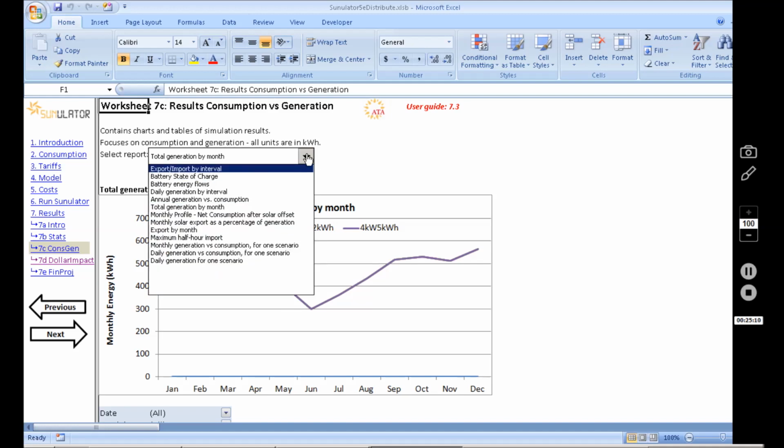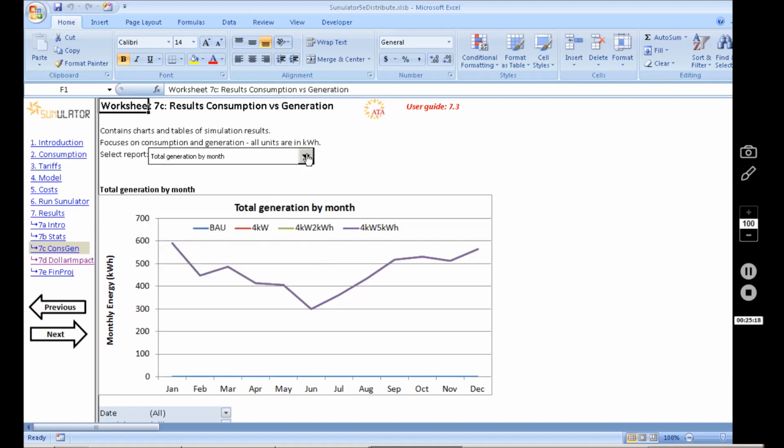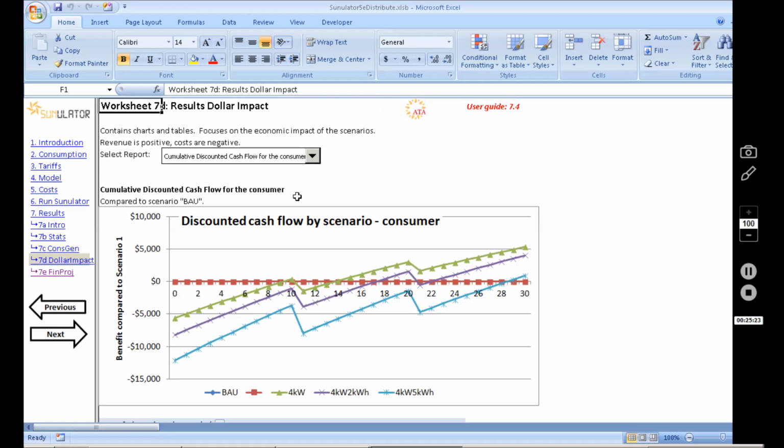So there's plenty more charts for you to play around with in the consumption and generation sheet, so feel free to play. Now if we click next, we get to the dollar impact sheet. Again, it's a whole bunch of charts that you can access through this drop down box. The first one is quite a useful chart that helps you visualize the economics of the project from the consumer's point of view.